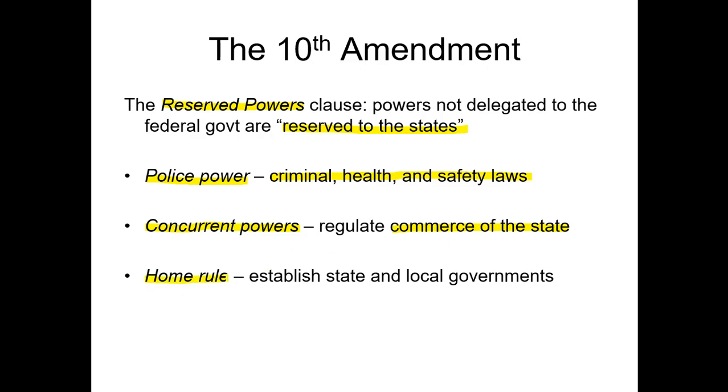And another of these reserved powers has been called home rule, where each state is responsible for setting up their own government structure. And what we've seen over the years is that every state has pretty much copied the federal model. Virtually every single state has the same three branches of government. And so there are very consistent similarities across all 50 states as far as the basic structure of their governments.